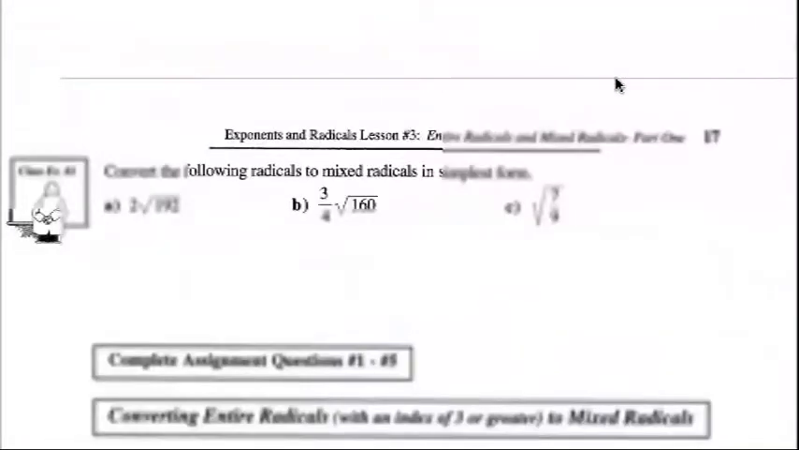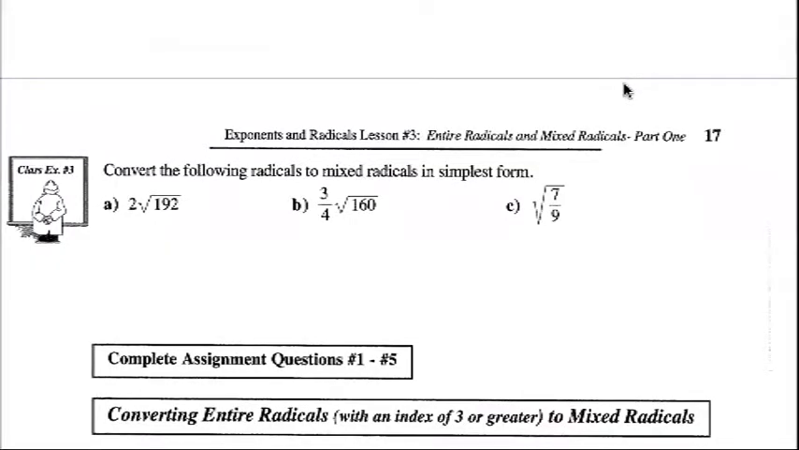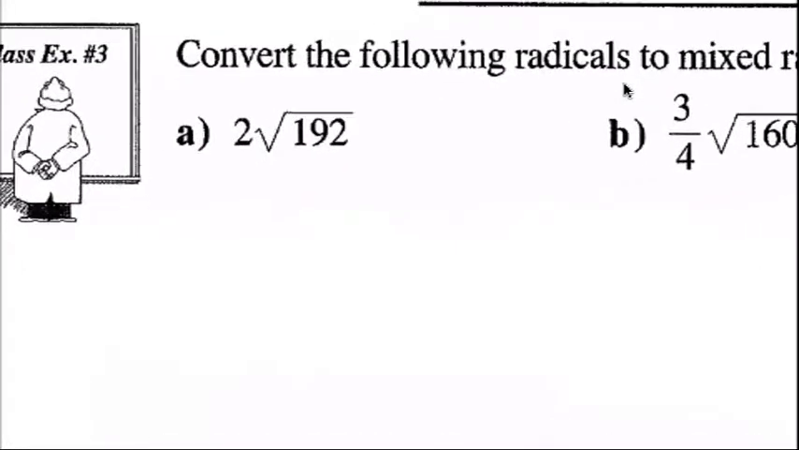Over the page, example 3: convert the following radicals to mixed radicals in simplest form. So this is where we're working the other way around. And again, there are a couple of ways that you could convert these radicals into mixed radicals. We're still doing the same thing, except we have a coefficient out in front here.